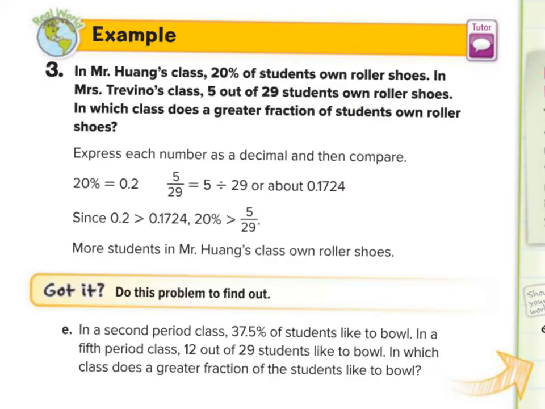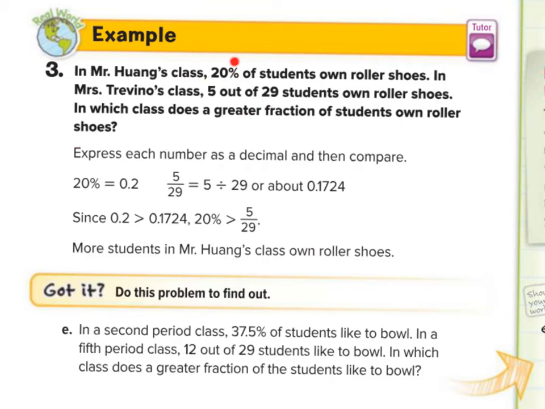Now let's look at a word problem. Example 3. In Mr. Huang's class, 20% of the students own roller shoes. In Mr. Trevino's class, 5 out of 29 students own roller shoes. I'm assuming these are the shoes that have the wheel on them, and you can glide on the floor if you put all your weight on your heel. In which class does a greater fraction of students own roller shoes?